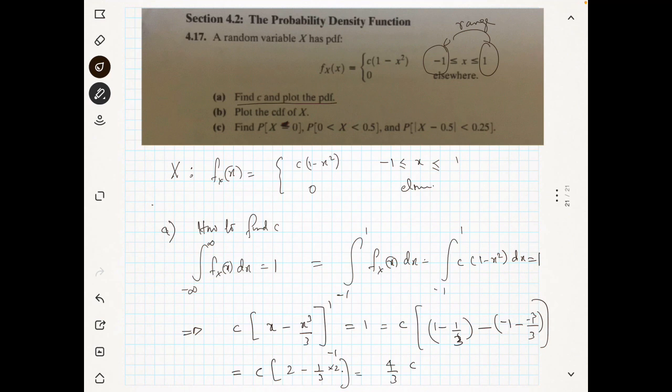Okay, so 2 by 3, this is 6. Okay, yeah, 4 by 3 into c. So this is equal to 1. That means you will get c equal to 3 by 4. Okay, this is your answer.